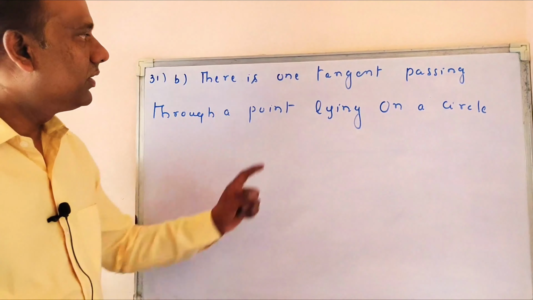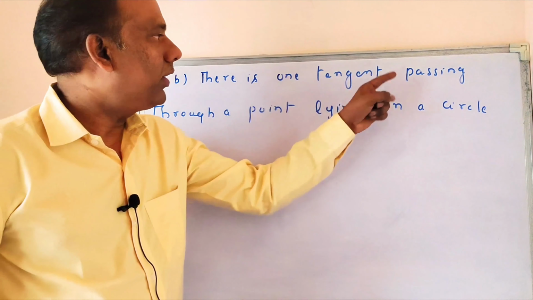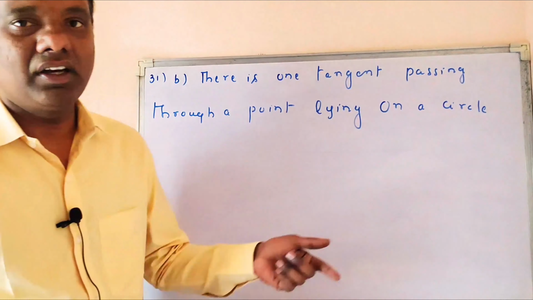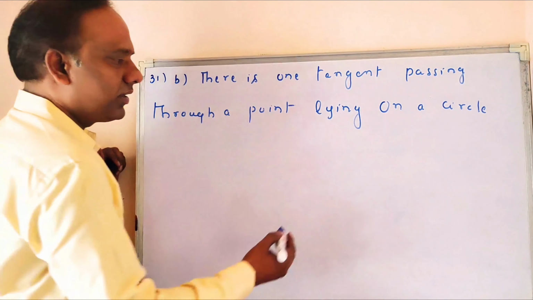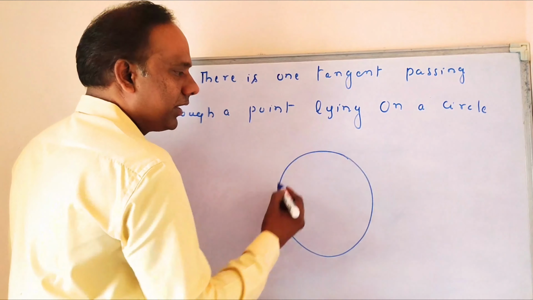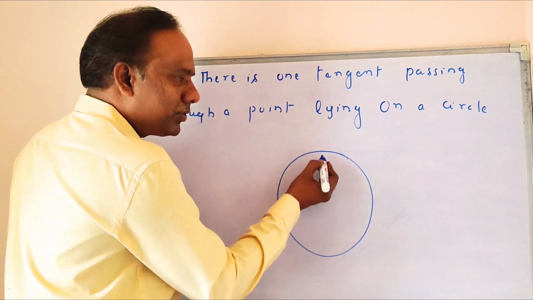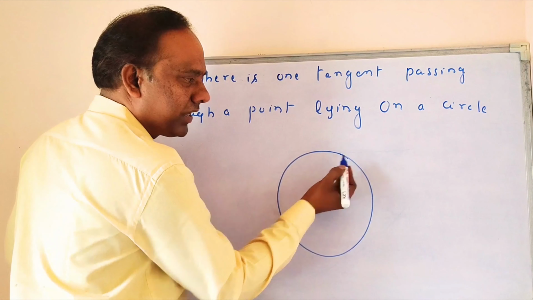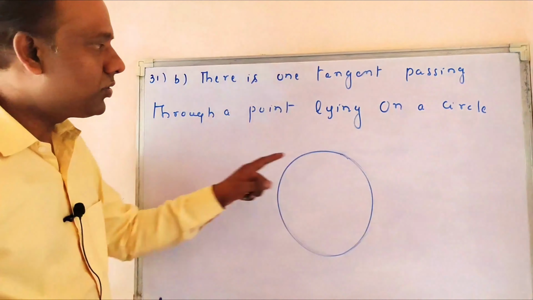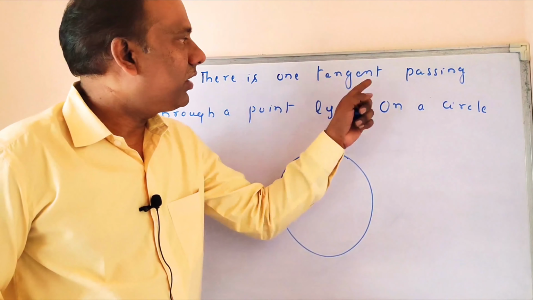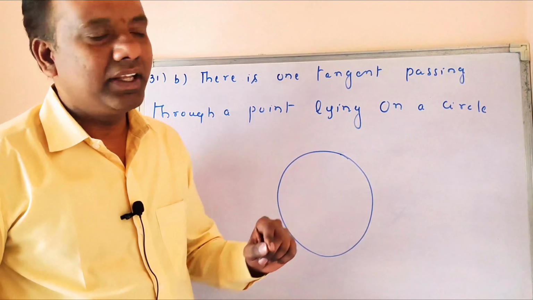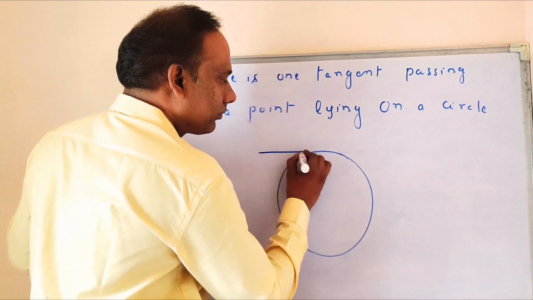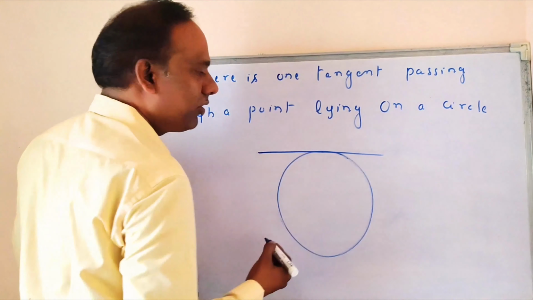Option B is, there is one tangent passing through a point lying on a circle. Actually, lying on a circle means, suppose this is the circle, and you take a point on the circle. In this case, we can draw only one tangent. So that means this is one point.